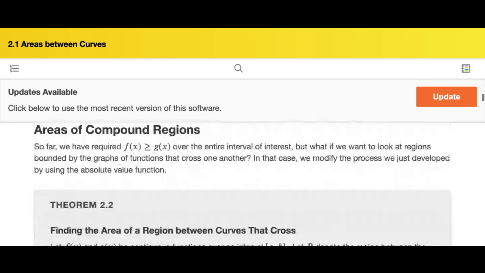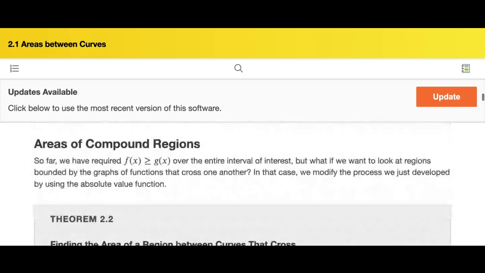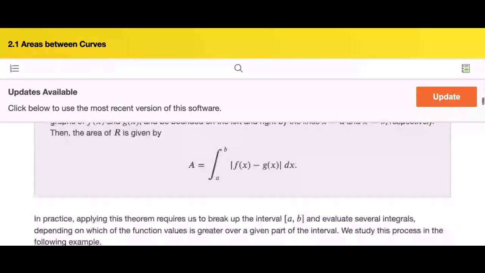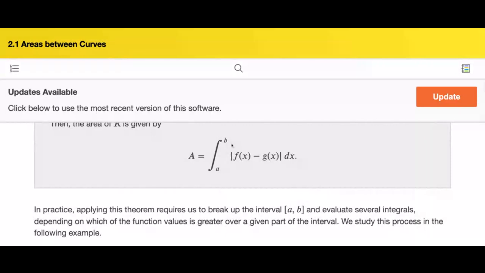All right, let's see more. Areas of compound region. Yeah, that's what I was talking about, right? Basically, the absolute value of the integrand, if we don't have to draw the graph of it.